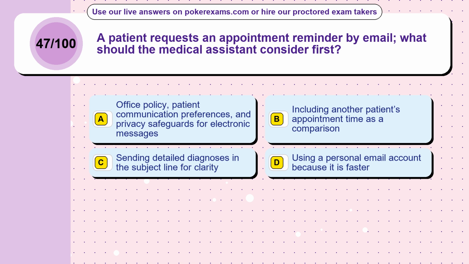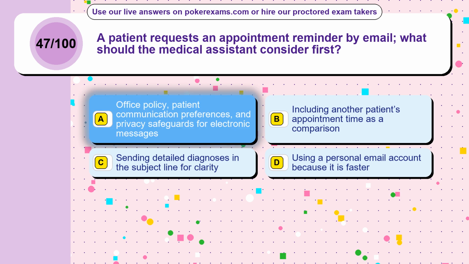What should the medical assistant consider first? Option A. Office policy, patient communication preferences, and privacy safeguards for electronic messages. Option B. Including another patient's appointment time as a comparison. Option C. Sending detailed diagnoses in the subject line for clarity. Option D. Using a personal email account because it is faster.